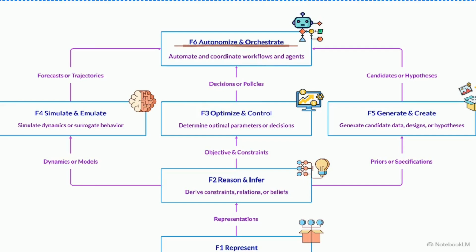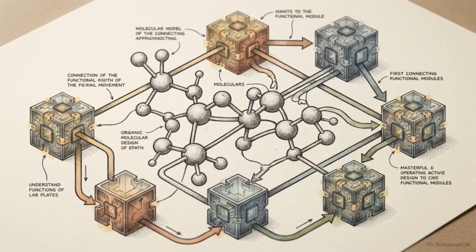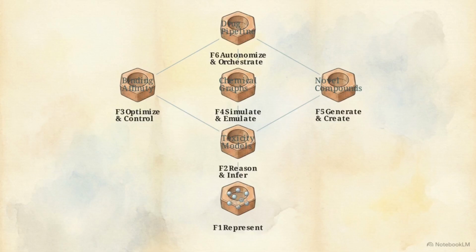Overseeing the entire process is Function 6, autonomize and orchestrate. This function coordinates the individual tools, monitors the feedback loops, and manages the workflows of the fully autonomous lab. When decomposed this way, a system reveals itself as a deliberate capability graph, where distinct functional roles compose to break through complex scientific bottlenecks. Focusing on capabilities rather than code applies to diverse disciplines.